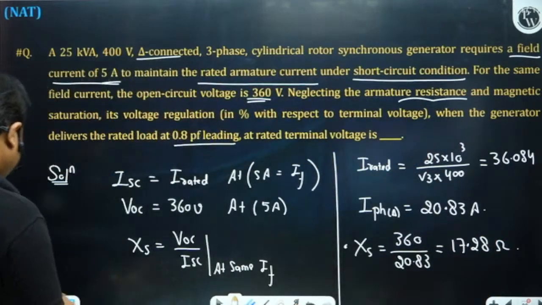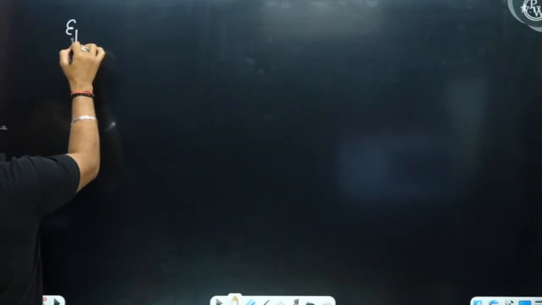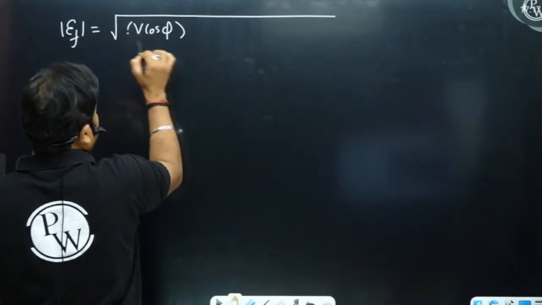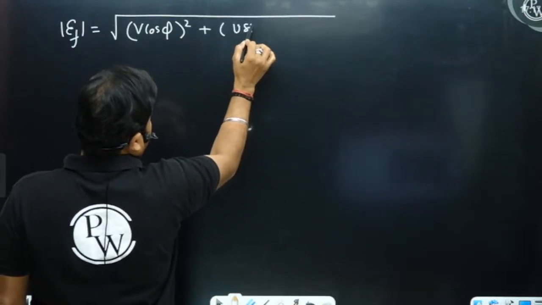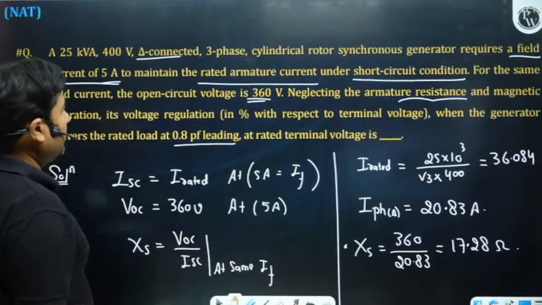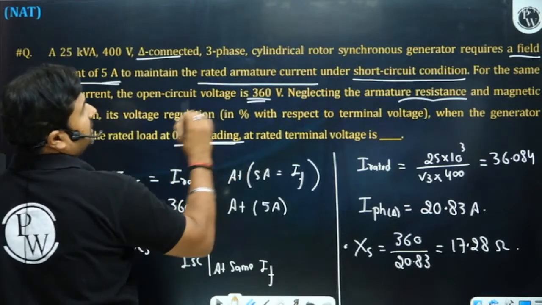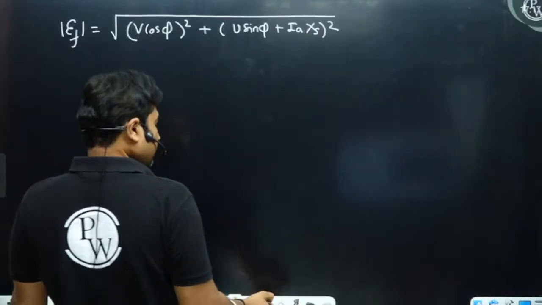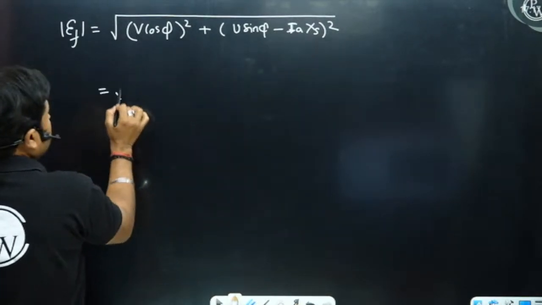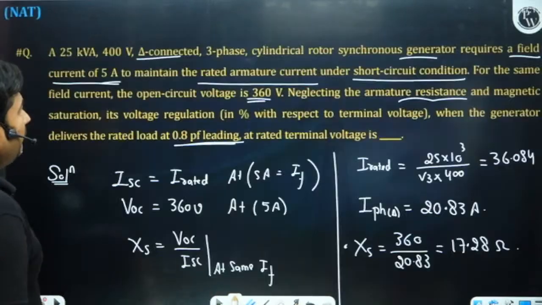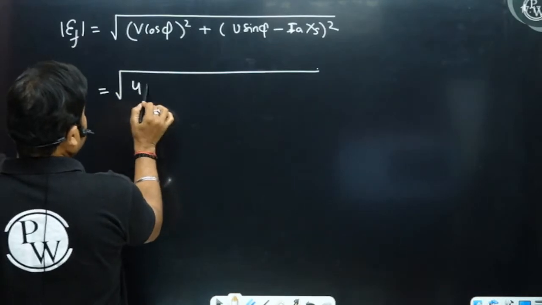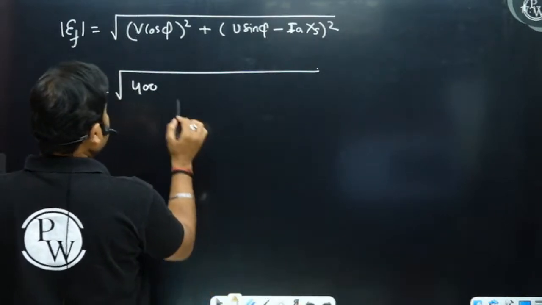Now we have excess. Once we have excess, we can calculate EF. EF in magnitude is root over of (V cos phi)² plus (V sin phi plus or minus IA excess)², RA is neglected. Plus or minus depends on whether it is leading or lagging power factor. Leading means under excited, and under excited means minus. Minus is used for under excited, plus is used for over excited. Terminal voltage V is 400 volt. Line voltage and phase voltage are the same.